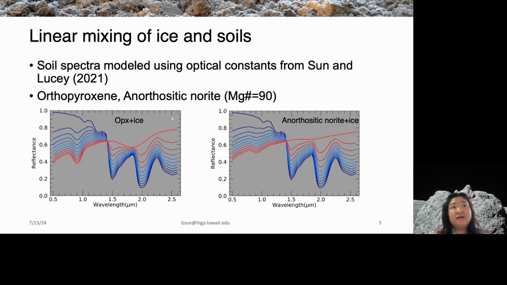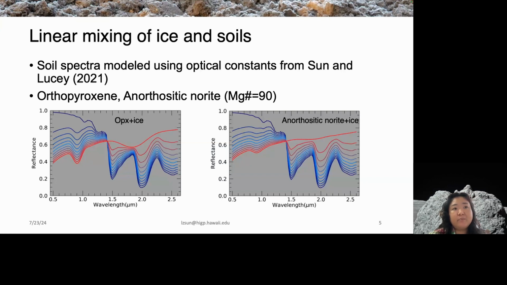And let's start with linear mixing of ice and soils. So we present 2 examples. One is orthopyroxene mixed with ice, and another is orthopyroxene-bearing anorthositic norite mixed with ice, because the South Pole lithology is sort of dominated by orthopyroxene as a mafic mineral. So the red is pure soil, and dark blue is pure ice. And in between are the mixtures of the two, varying from 0% to 100%.